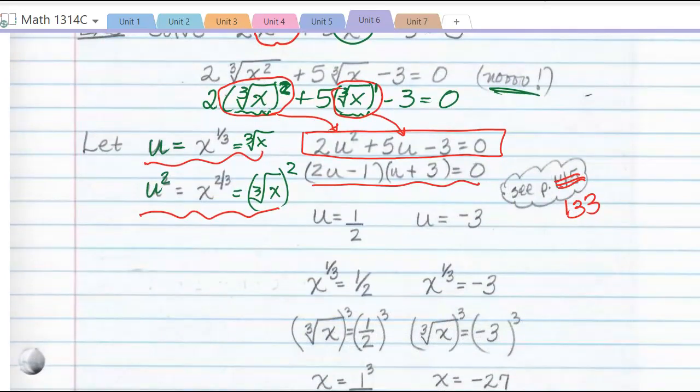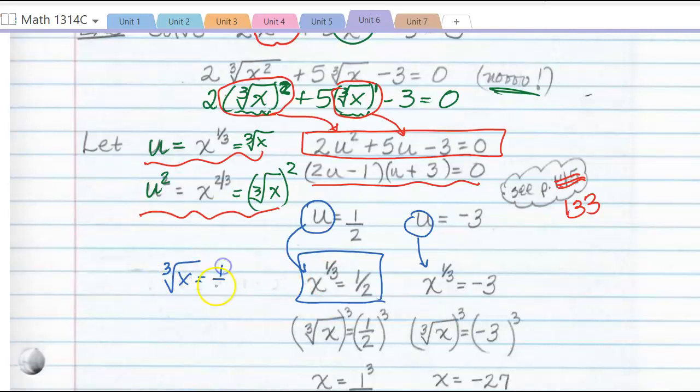So we've got to undo the u's. In other words, we don't want to know what u is. We want to know what x is. So every time I see u, I'm going to write down x to the 1/3. I did the same thing over here. And now I need to solve this. Remember, we're solving radical equations, so I'm going to write it as a radical, and you'll see that I have the cube root of x is equal to 1/2.